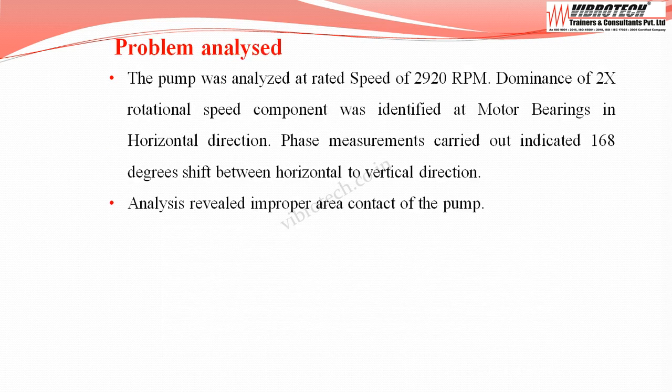The pump was analyzed at rated speed of 2920 rpm. Dominance of 2 times rotational speed component was identified at motor bearings in horizontal direction. Phase measurements carried out indicated 168 degrees shift between horizontal to vertical direction. Analysis revealed improper area contact of the pump.